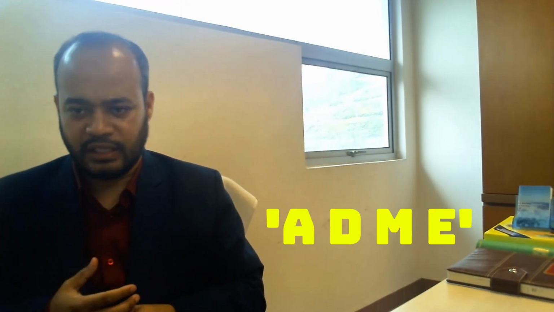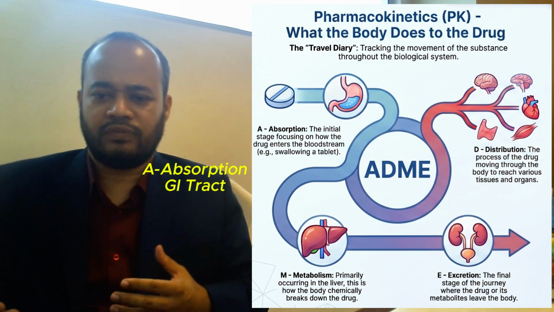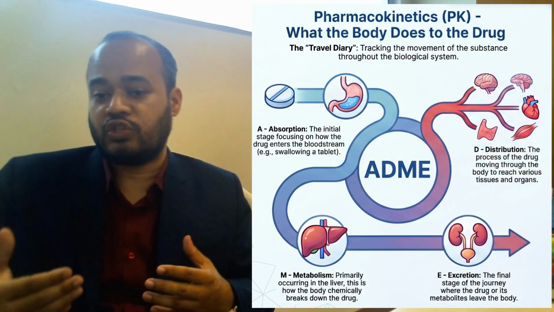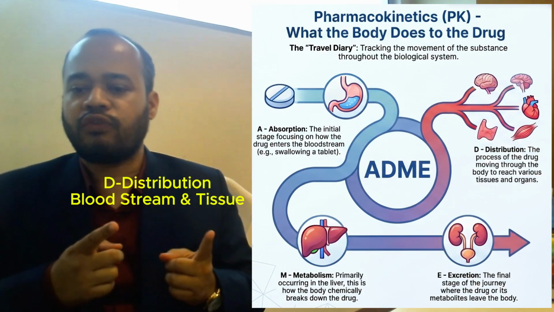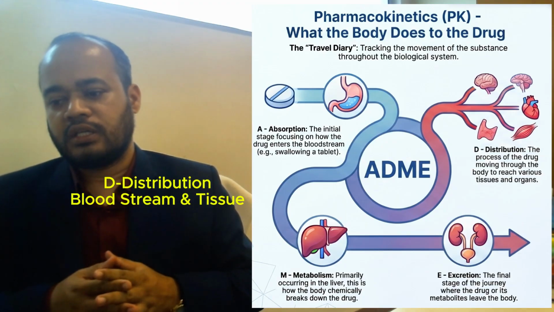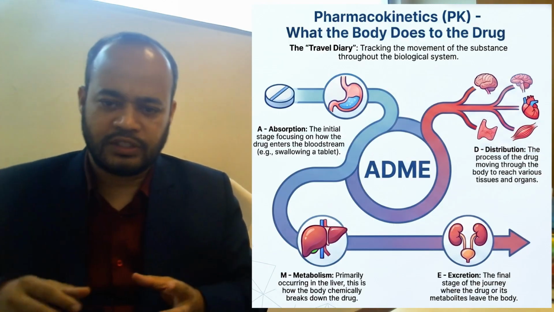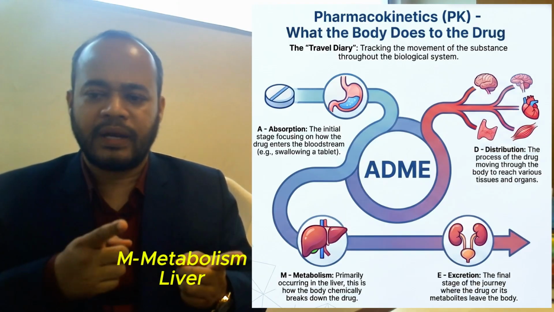We use this acronym, ADME. Let's break that down. A for absorption. The absorption is how the drug gets into the physiological system, more specifically, how the drug gets into your blood circulation. Second is D, for distribution: how the drug is distributed throughout the body from the blood circulation. That is called distribution. And later on comes M, for metabolism.